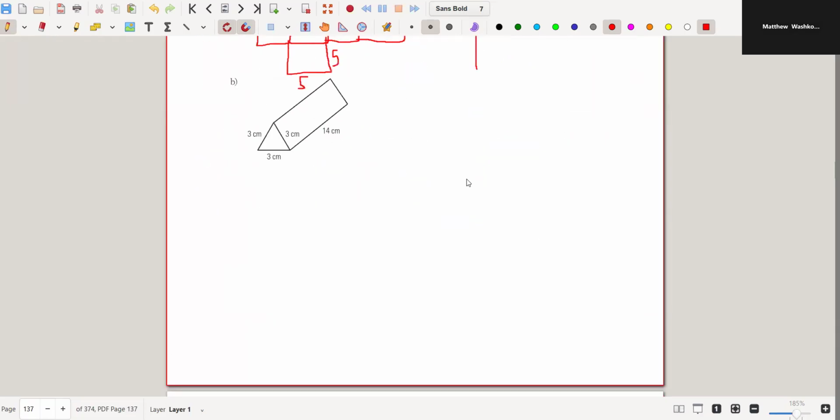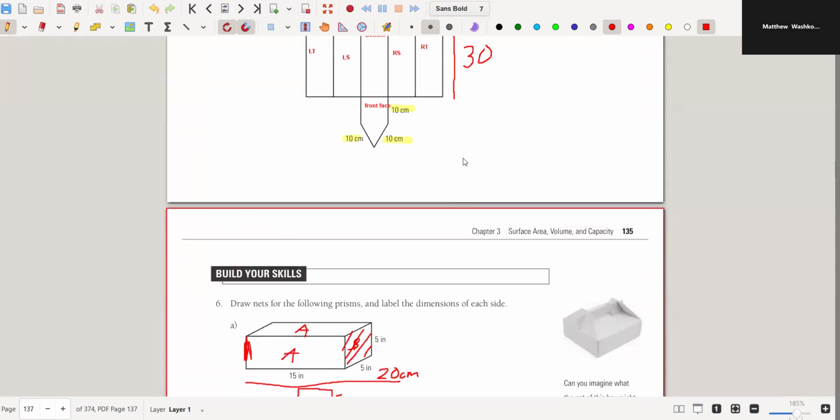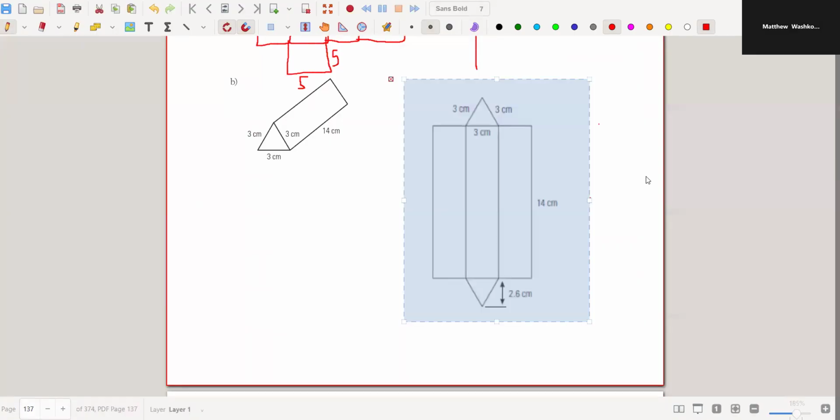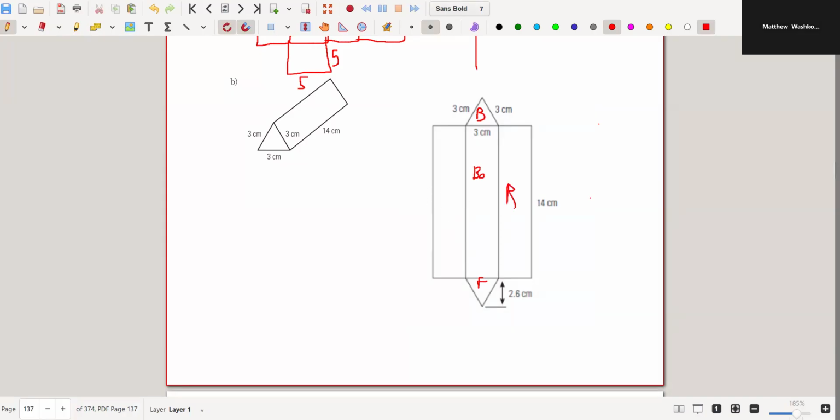You try. Try question B, right? How many sides are there in total? Then start with these steps. So pause the video. 3, 2, 1. And here's what it looks like, right? I have my bottom. I have my back face. I have my front face. I have my right side. I have my left side. And it's a triangle. 1, 2, 3, 4, 5, 6. 1, 2, 3, 4, 5.